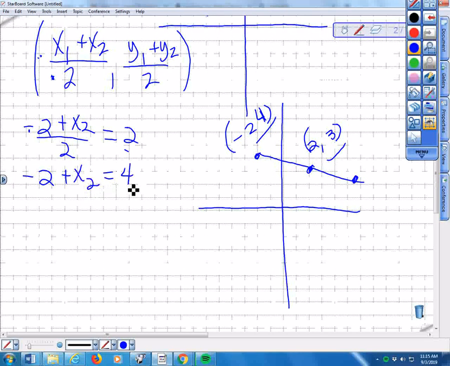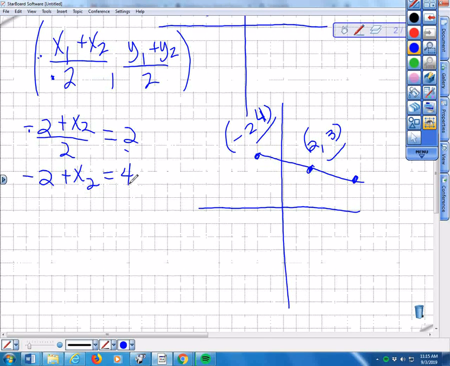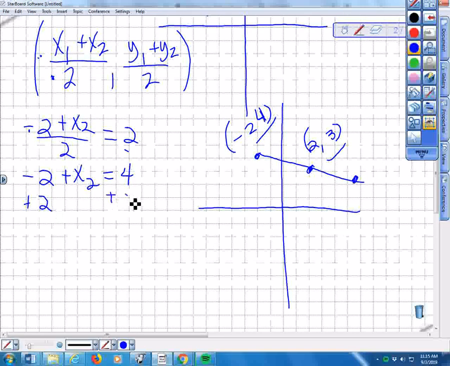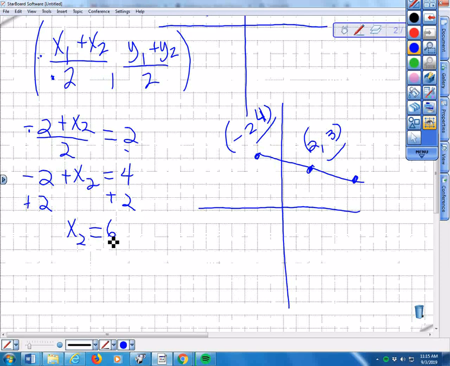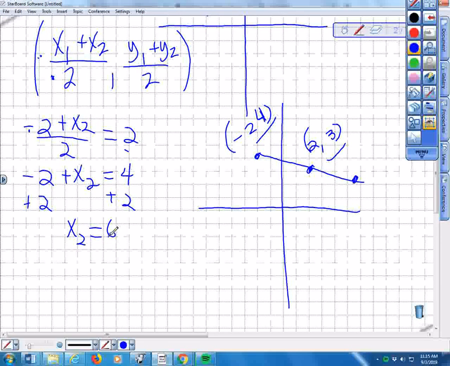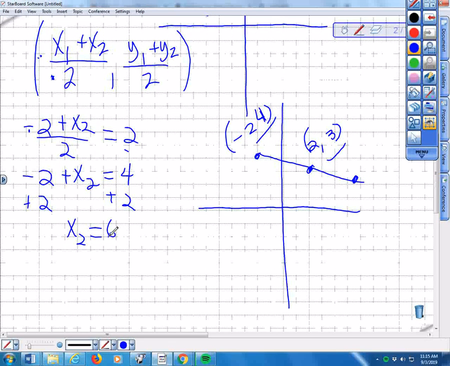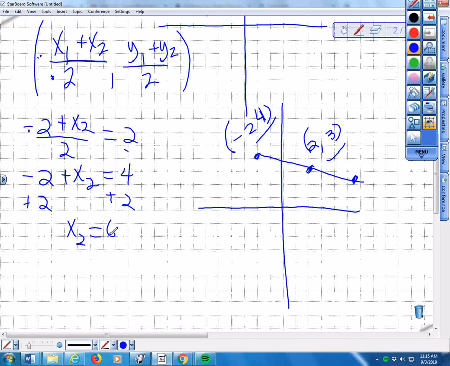And then? And then add. Okay, so the x-coordinate of the second endpoint is 6. Now I have to do the same thing and find the y-coordinate. Okay, so I'm going to use this equation.